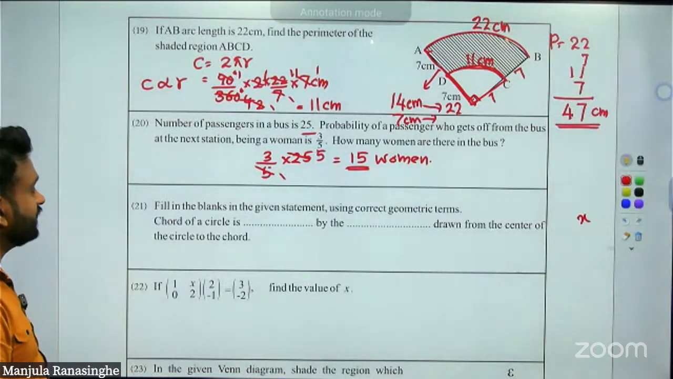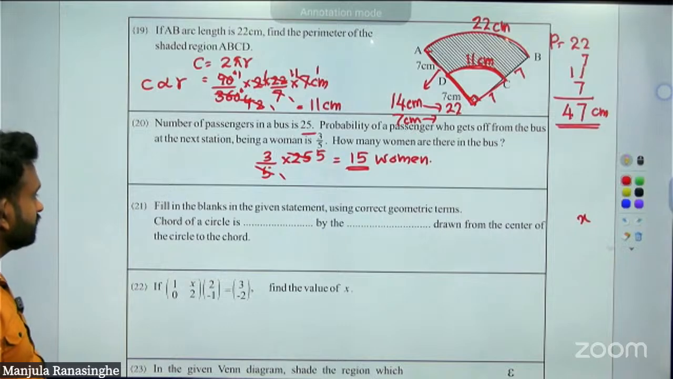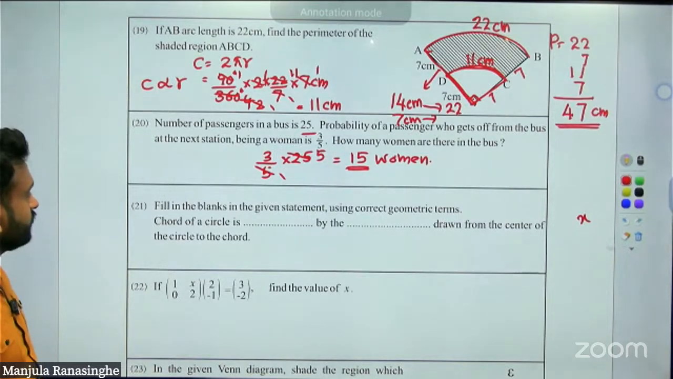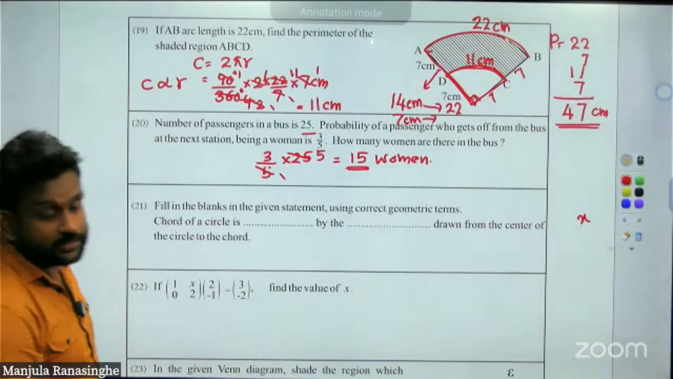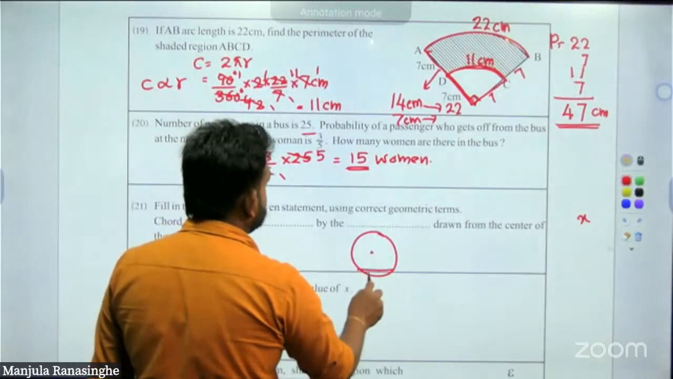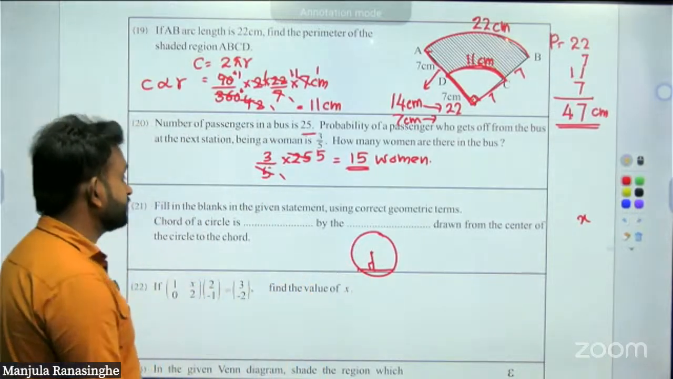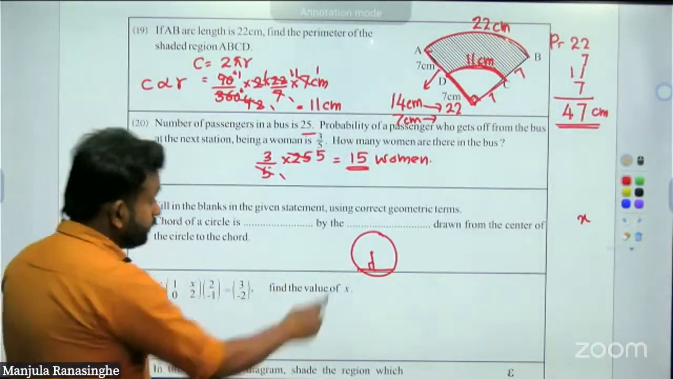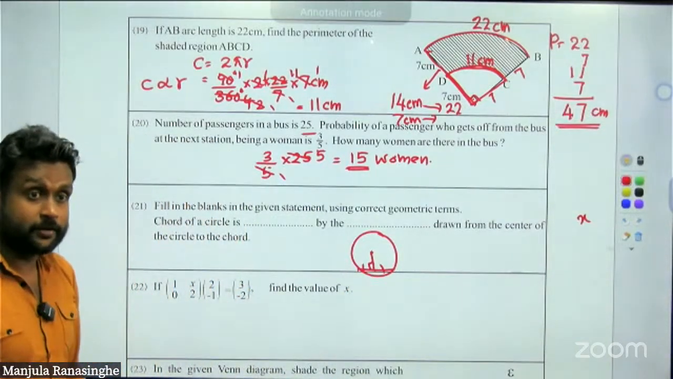Chord of a circle is bisected by the perpendicular drawn from the center of the circle to the chord. This is the theorem, right? A chord is always bisected when a perpendicular is drawn to that chord from the center. Okay, when a perpendicular is drawn, the chord is bisected. So that's the chord theorem.